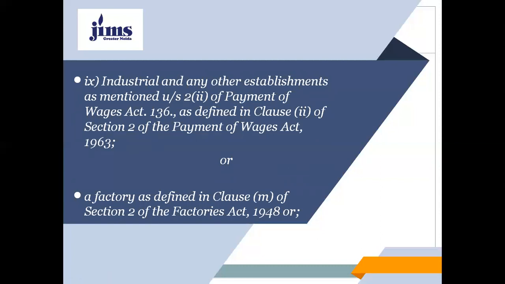And any other establishment as mentioned under section 2, clause 2 of the Payment of Wages Act 1936, or a factory as defined in clause M of section 2 of the Factories Act 1948. Factories Act section 2(m) talks about factories where, with the aid of power, 10 or more people are employed or were working in the preceding 12 months, and in case of 20 workers working without the aid of power, it would be treated as a factory. So these establishments would also fall under this category for the purpose of this Industrial Employment Standing Orders Act.